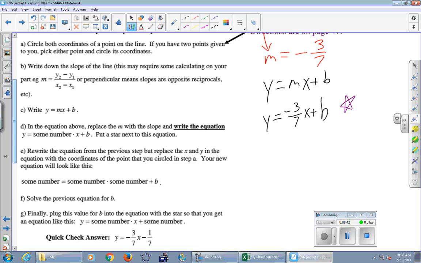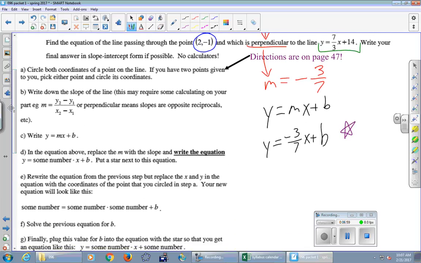All right, and then part E, it says rewrite the equation from the previous step, but replace the x and y in the equation with the coordinates of the point that you circled in step A. We circled the point. That's an x and a y. Right up there in blue. X is 2, y is -1. We go to the last equation we wrote, and we just change the x to 2 and the y to -1. Just be careful you're putting them in the right spots. Y becomes -1 equals -3/7. X becomes 2 plus b becomes b. It stays as b. That's the thing we're after.